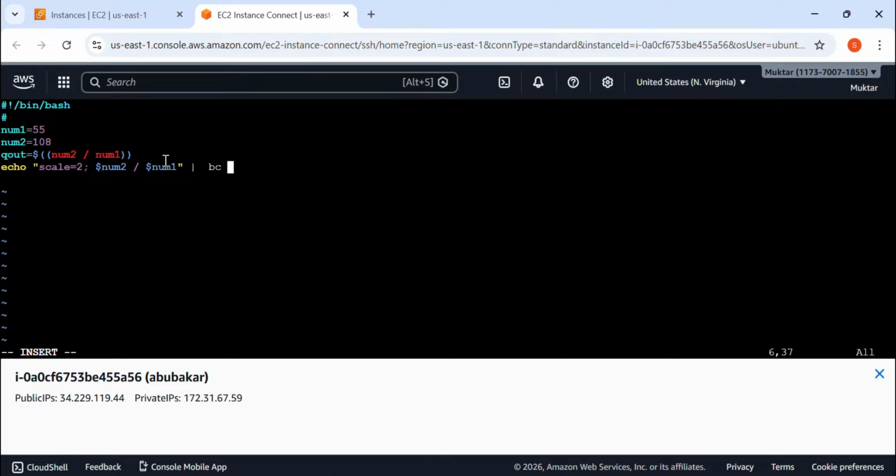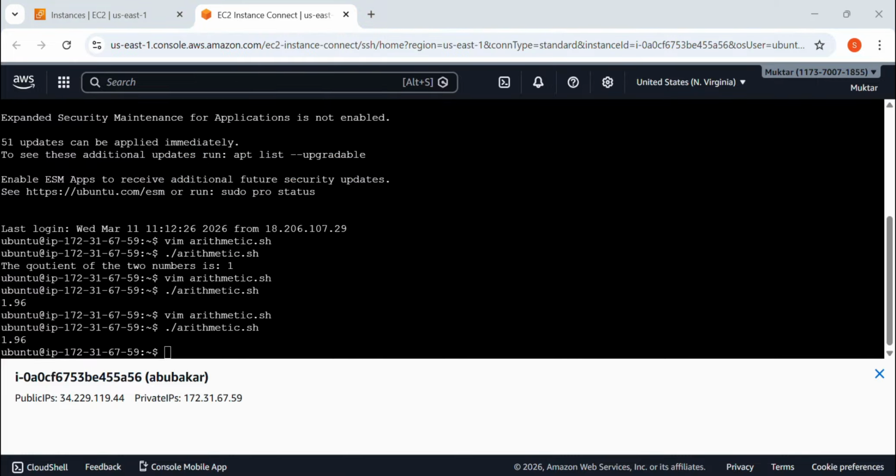Then this pipe right here, this pipe symbol, is a vertical bar on your keyboard. It takes everything that came out of echo and feeds it directly into bc as an input. And bc reads it, does the calculation properly, and gives us 1.96. So the rule is that you use dollar double brackets for whole number division, while you use bc when you need decimal points. Let us check what it's going to give us so that you guys can understand better.